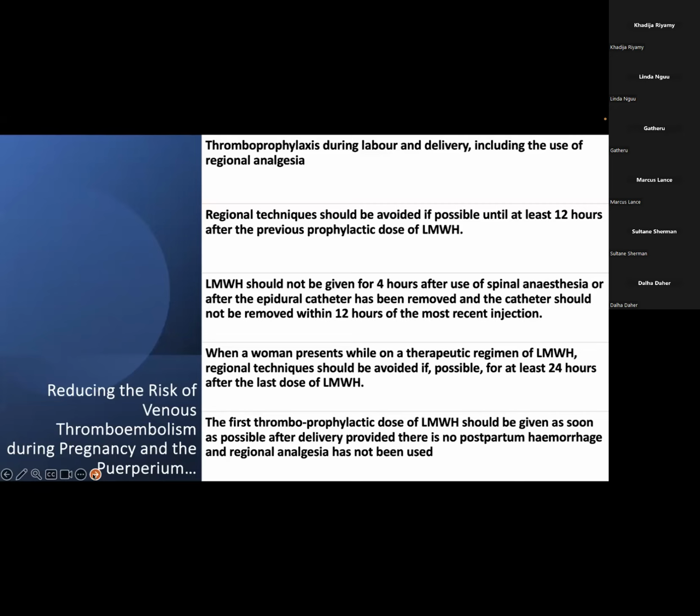When a woman presents while on a therapeutic regimen of low molecular weight heparin, regional techniques should be avoided for at least 24 hours after the last dose. So one has to be very cautious, because if you give a regional anesthetic and your patient develops a spinal thrombosis, then that will escalate the care of the patient, and it would not be fair for you to be judged on an issue like that, unless, of course, you didn't take the history, which again should be avoided. It cannot be an excuse that you did not know that your patient had been on thromboprophylaxis.